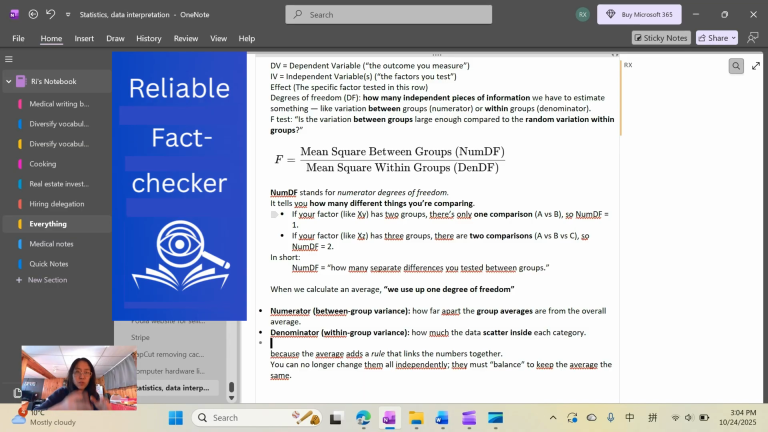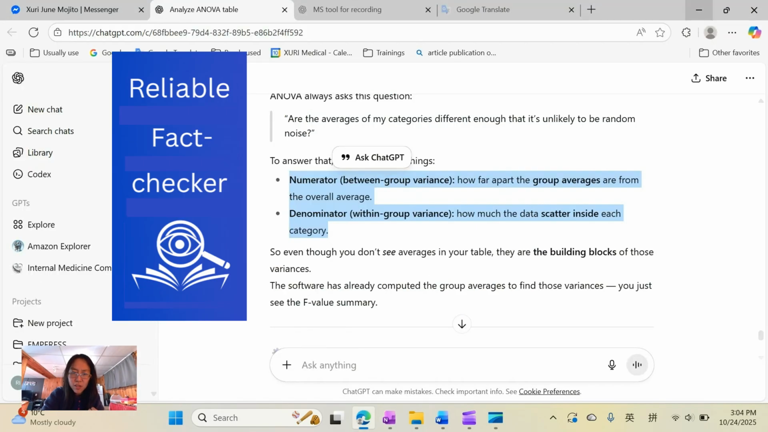So for example, if you have 3 groups and each group has a different average from the overall average, the denominator is how much the data scatter inside each category. Well, I don't understand that either. How much the data scatter inside each category. So even though you don't see averages in your table, they're building blocks.